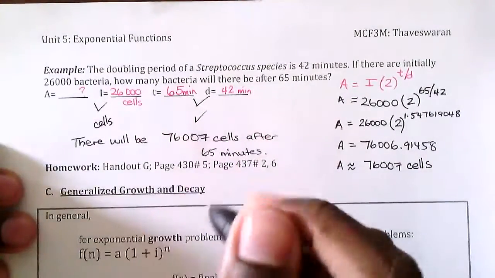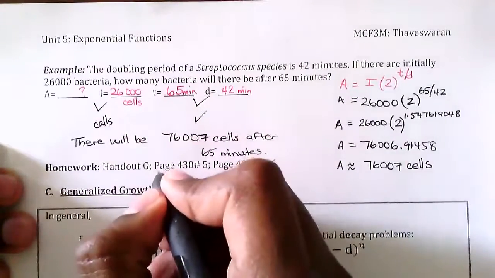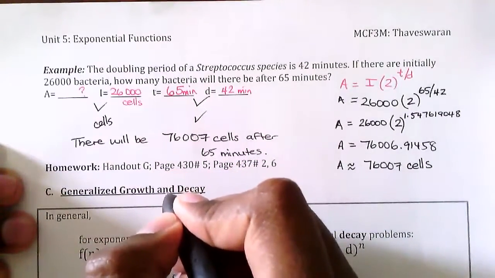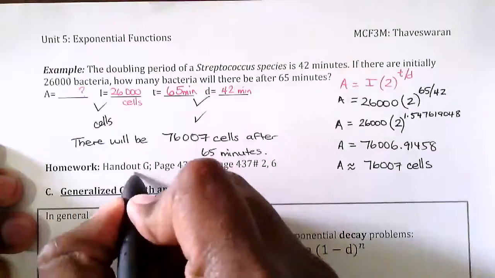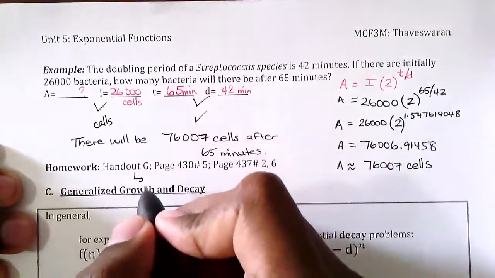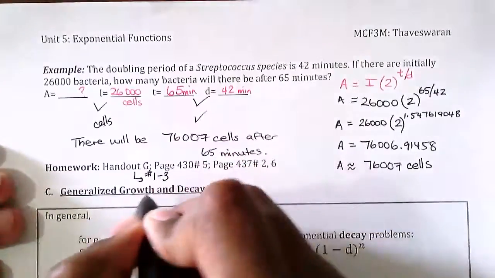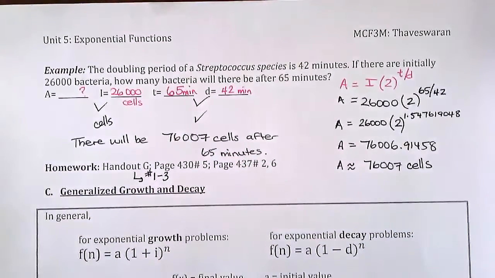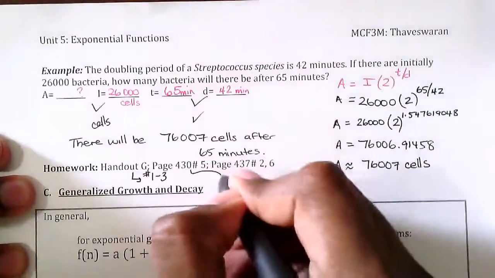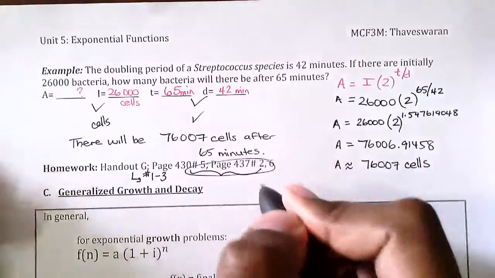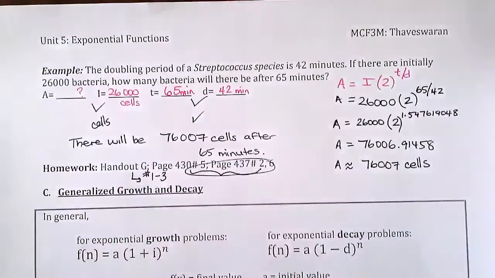So I'm going to reduce your homework a bit. Okay, so handout G, you've already done 4 and 5 for half-life. Now you're going to do number 1 to 3 for the growth. So exponential growth, the doubling periods. I want you to try these as well. So try these, send them in, but I want you to definitely do handout G and send it in. Thank you.